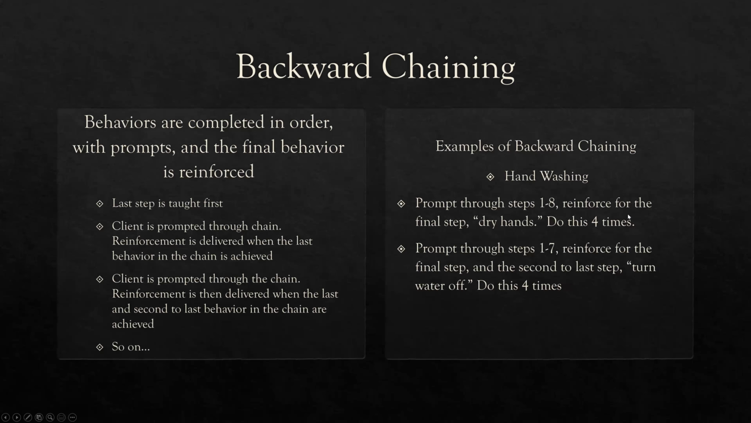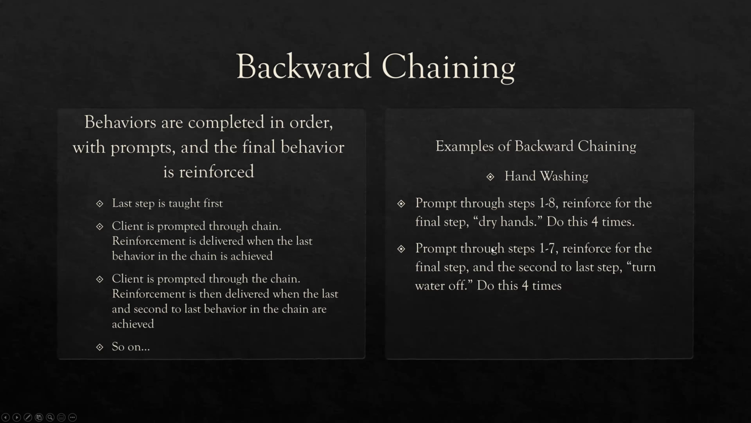So let's use our hand washing example for backward chaining. Let's say we have 9 steps. We're going to prompt through steps 1 through 8 and then reinforce for the final step of drying hands. So we want the client or the learner or the student to dry their hands independently. Only then will they get reinforcement plus escape from the task. Again, 4 times is just an example number, but let's say that's our criterion. They do that 4 times.